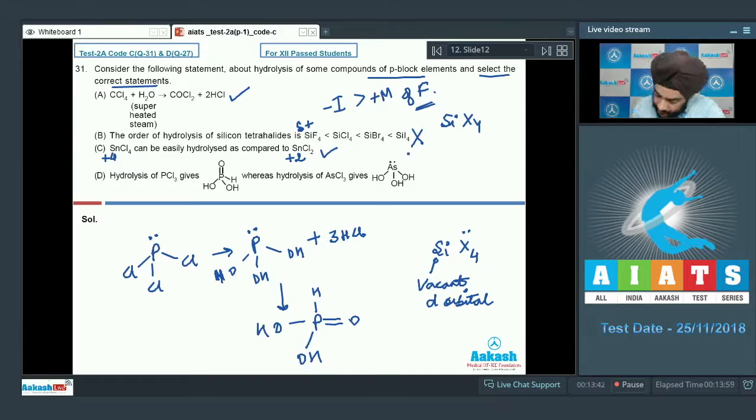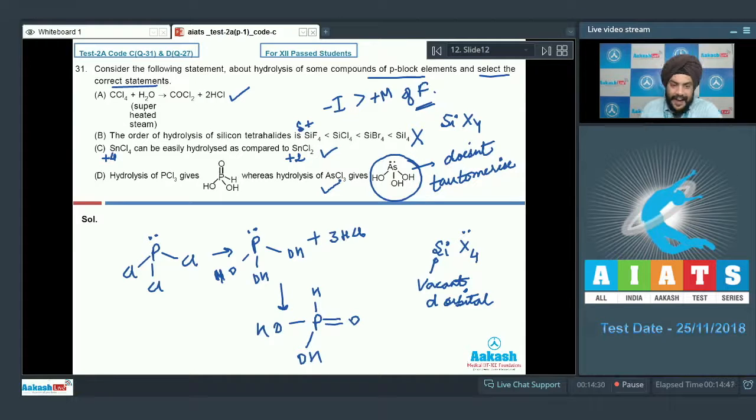However, if we consider the lone pair over arsenic, the lone pair over arsenic is much larger and not as active as the lone pair over phosphorus. So these do not undergo tautomerization. So it doesn't tautomerize. Okay, so students, statement D is also correct. So in the question, we have to select the correct statements. So we have to mark options A, C and D as the correct answer to our question.